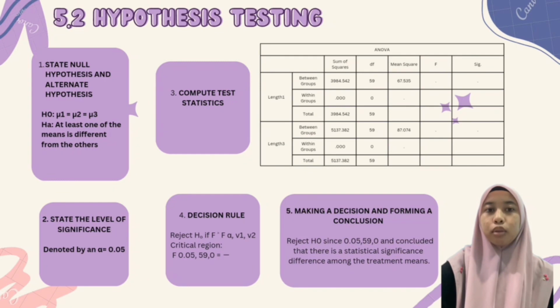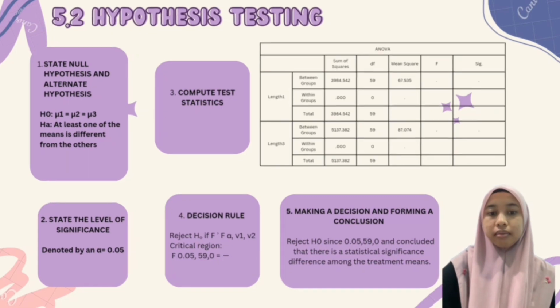It has 5 steps to make hypothesis testing. Firstly is state the null hypothesis and alternative hypothesis. Secondly is state the level of significance. Thirdly is compute the test statistic. Next is the decision rule. And lastly is making a decision and forming a conclusion.